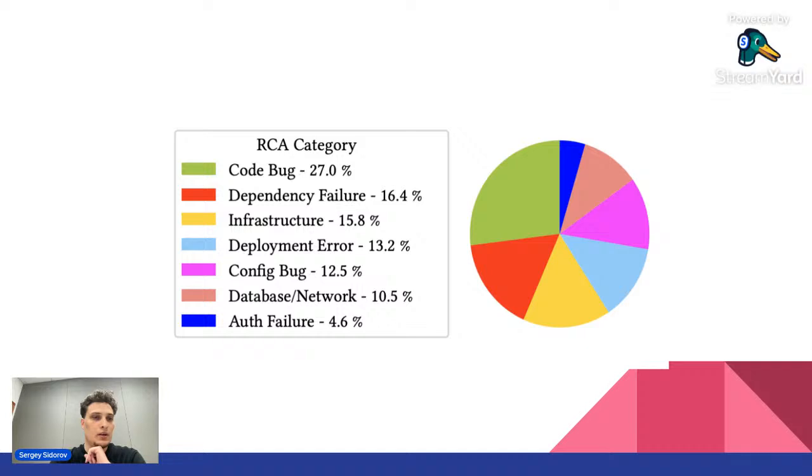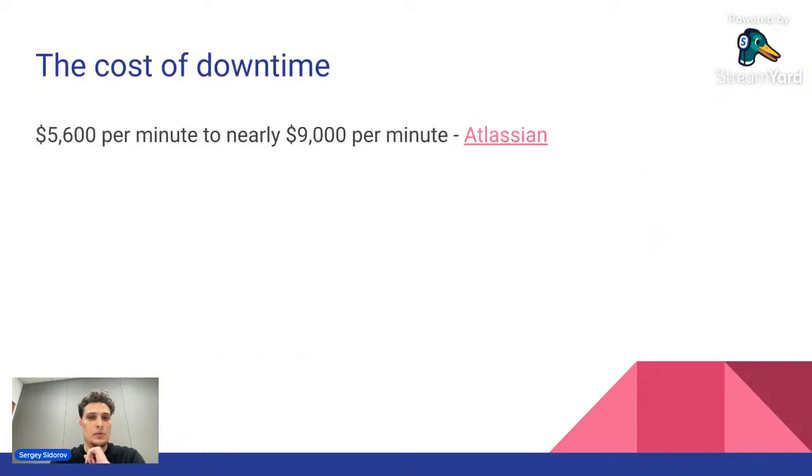And the cost of downtime is actually quite high. This is one of the data points from Atlassian research, presenting the average cost per minute across industry in general. There are probably other numbers, but it's quite clear that this is indeed an issue.